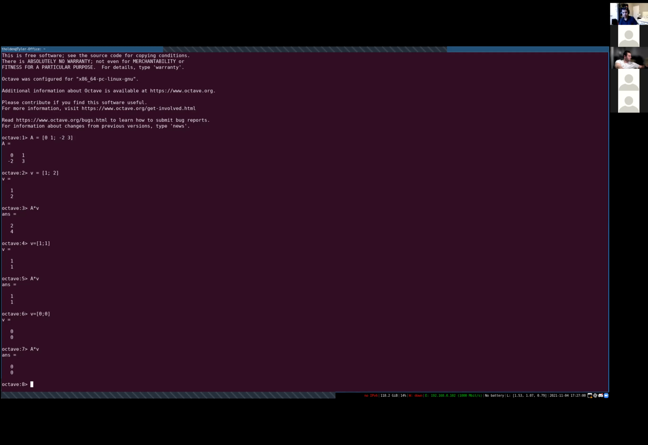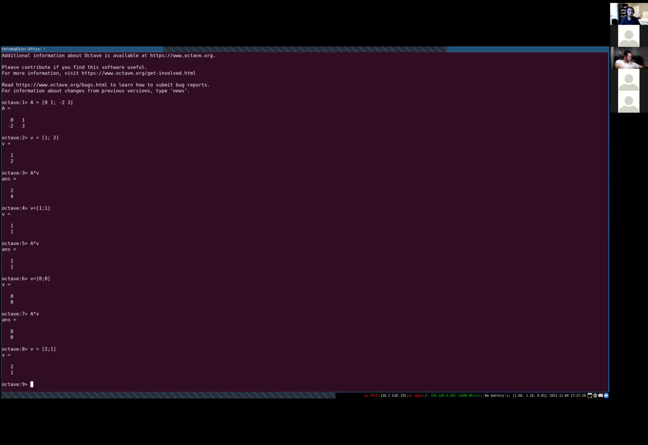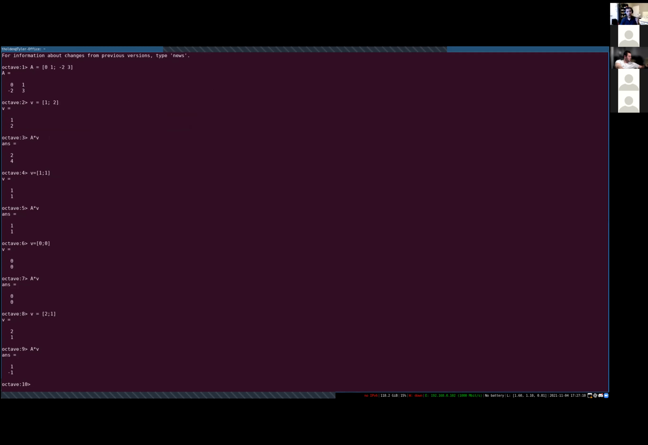So by definition, we never let the zero vector be an eigenvector. And then finally, if we do 2, 1, well, that's definitely not 2 times 2, 1, right? We would have expected to get 4 times 2 out. Instead, we got 1 comma negative 1. So it's not an eigenvector no matter what. Okay, does that make sense?